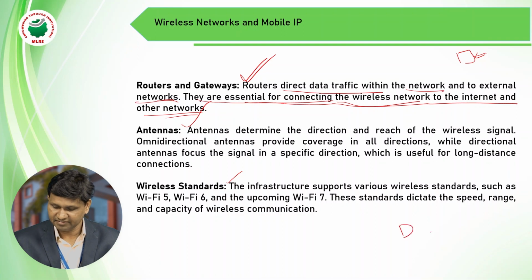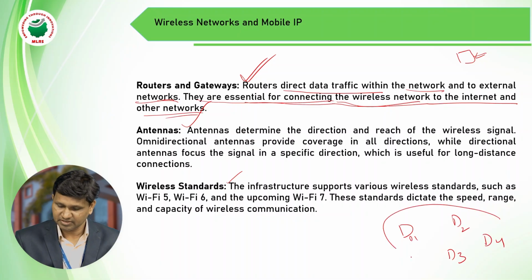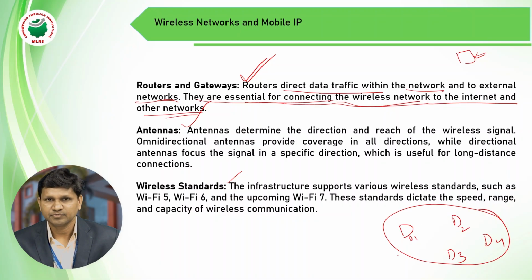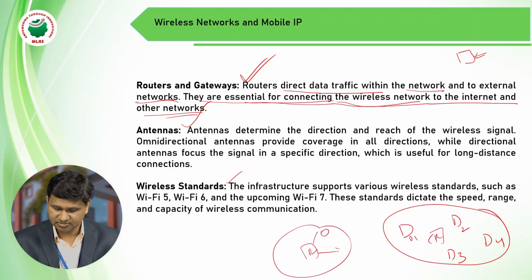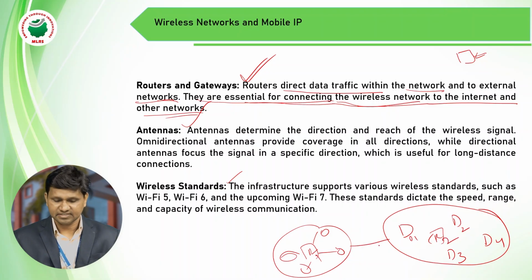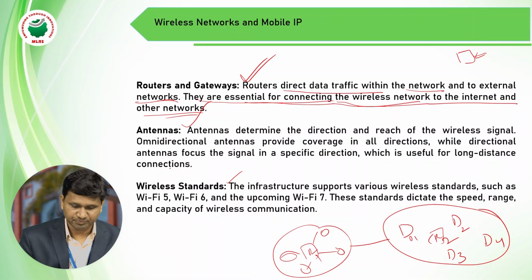Suppose, for example, I have device 1, device 2, device 3, device 4, and so on. If I want to use these devices for exchanging data, we need a router. For example, I have another router, so we can manage the different devices. From router 1 to router 2 also, we can exchange the data. In those cases, routers and gateways may be useful.